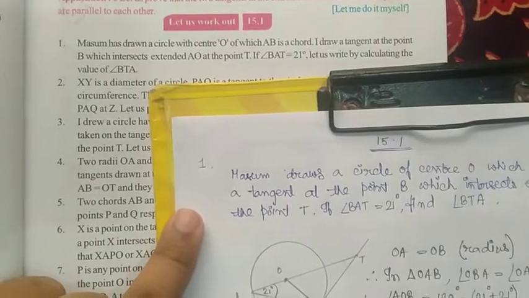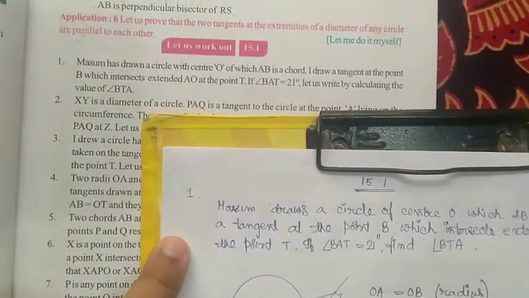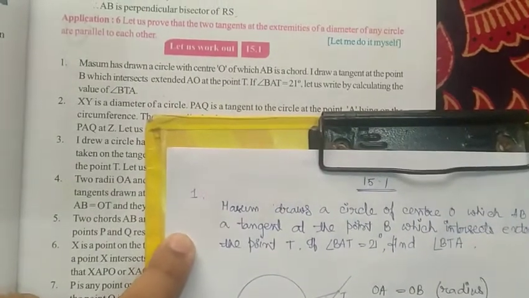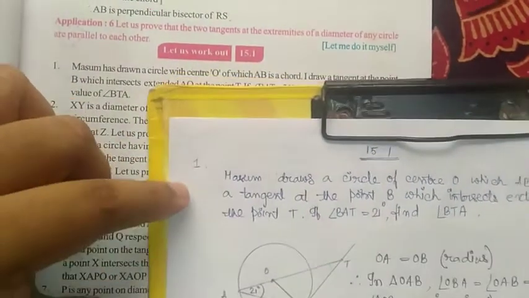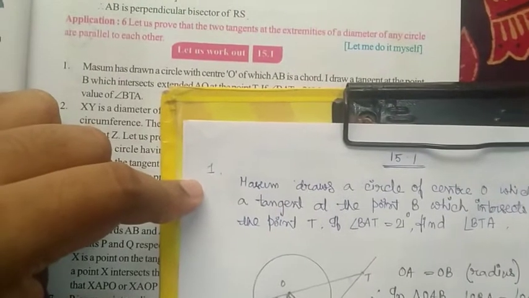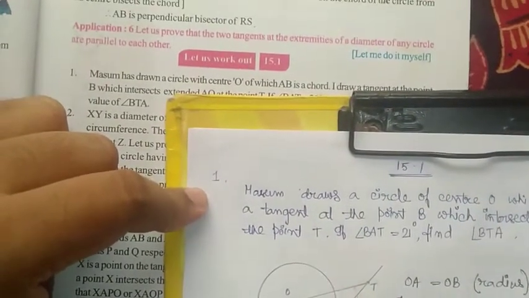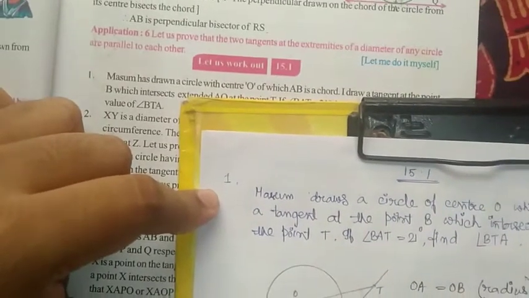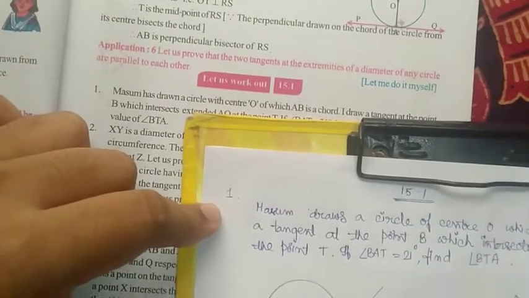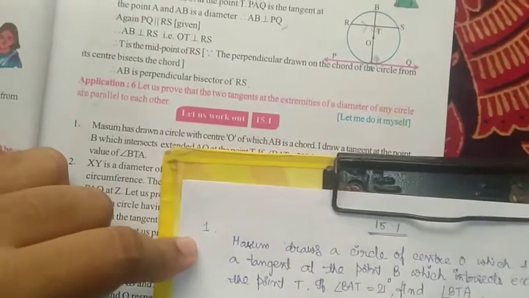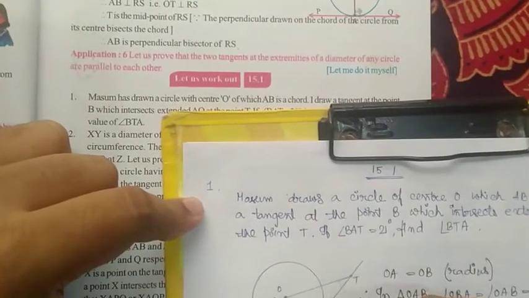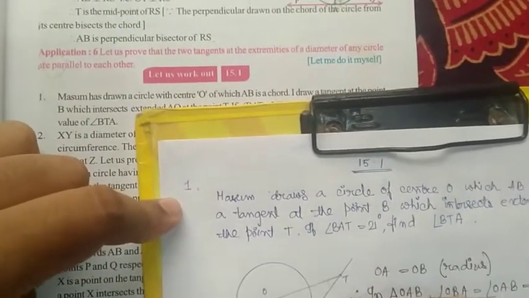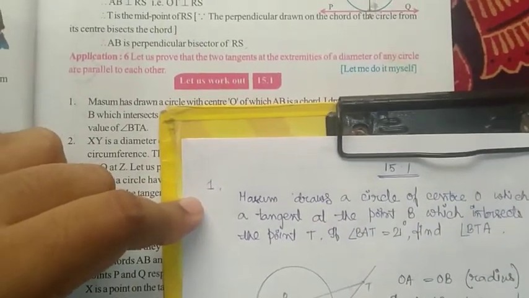Therefore we have to find angle BTA. Now in this triangle OAB, OA and OB both are equal. Why? Because both are radius. So therefore its opposite angles, these two are equal. If 21 degree this one and 21 degree this one also, I write that.